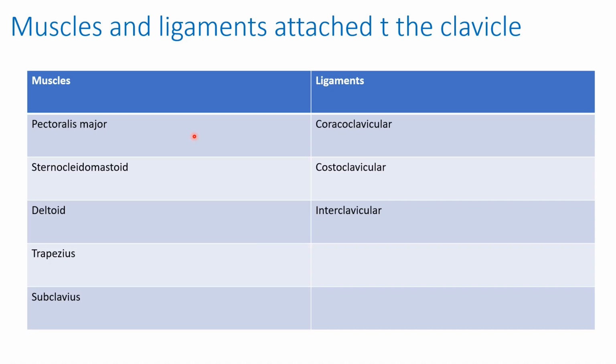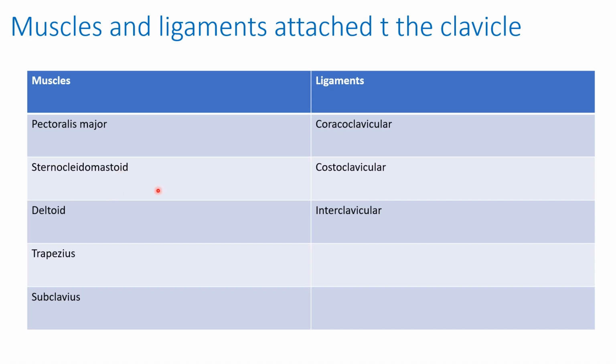So let's look at the muscles and ligaments that attach to the clavicle. Number one, we have the pectoralis major. So these are the muscles. The pectoralis major is the visible muscle found on the chest, and it is the outer muscle that you can palpate while you touch on the chest.